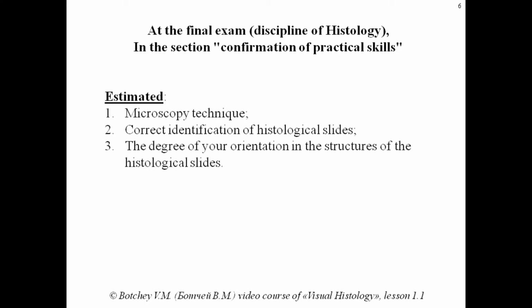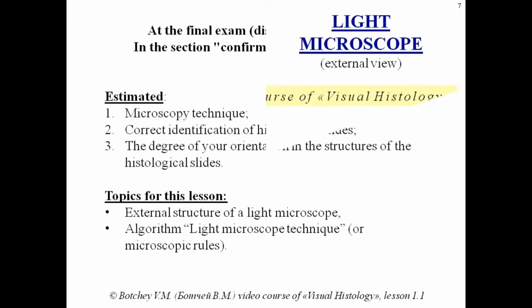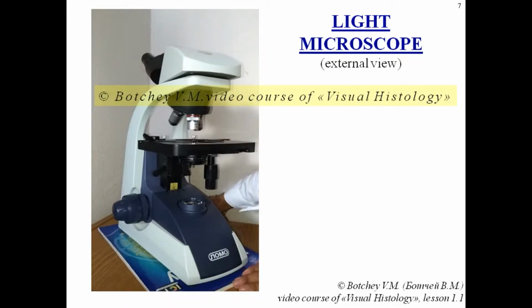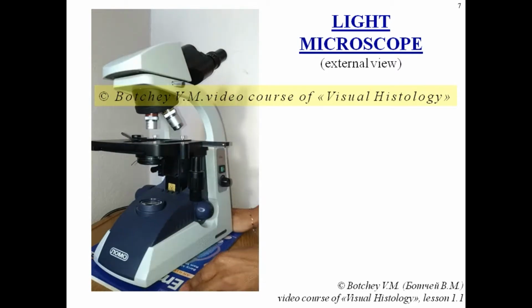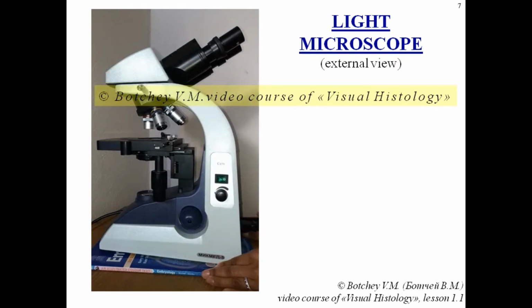So now we will discuss the external structure of the light microscope and the algorithm of light microscope technique, or microscopic rules. Before us is a binocular microscope. First of all, consider its outward appearance. Then give the correct name to all the elements of the microscope. You can see the microscope on the right, front, and left side. On the tripod of the microscope there is a power on/off key and a screw regulator of the light intensity.